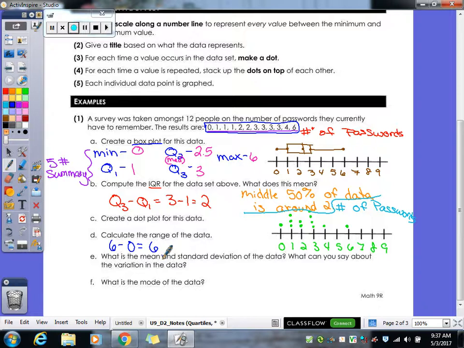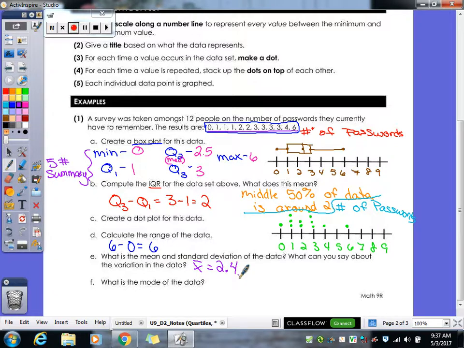So what is the mean and standard deviation for the data? What can you say about the variation in the data? So let's look at our calculator. Your mean is that very first one. What's your X bar? We'll go 2.4, rounded to the nearest tenth.